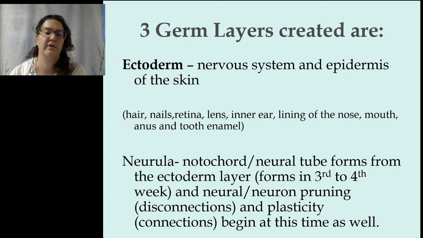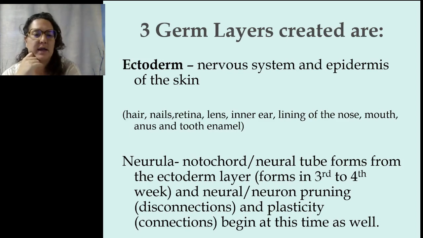So our hair, our fingernails, our ears, our lining of our nose, our teeth. And this is the outside of our body, and the inside of our body, our nervous system, because of a process called when we form a neural tube. So we'll see an image on the next slide. And that neural tube forms in the 3rd to 4th week. So again, before people even know that they're pregnant.